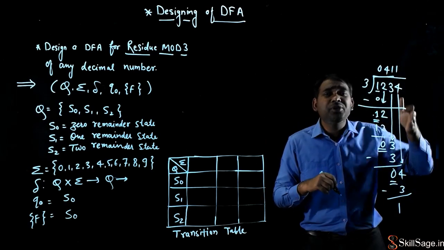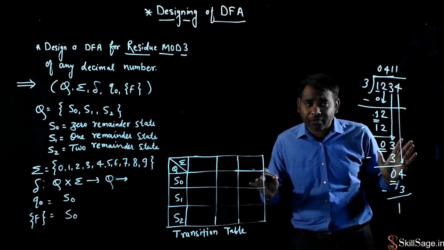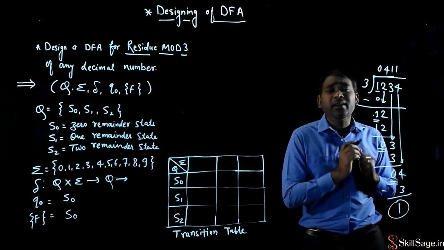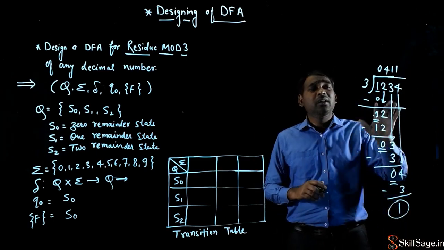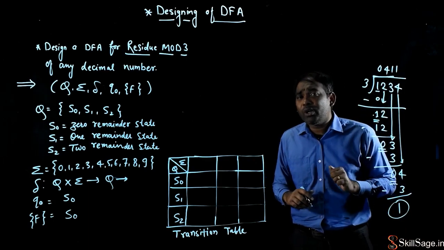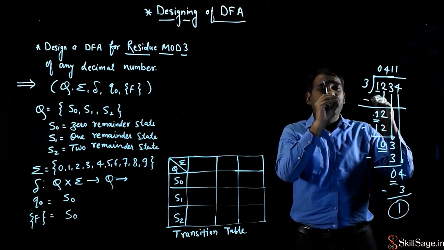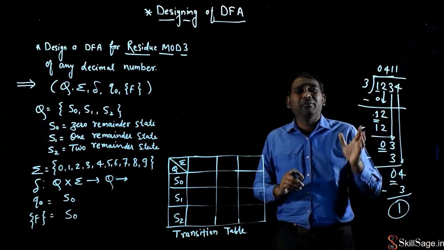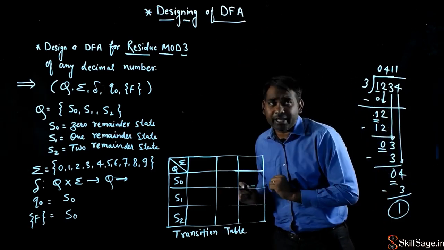Do I have any input symbol here? No, my input string is finished. And what is my current remainder? My current remainder is 1. If my current remainder is 1, that means this particular number 1, 2, 3, 4 is not perfectly divisible by 3. So this particular string will be rejected by this DFA, right?